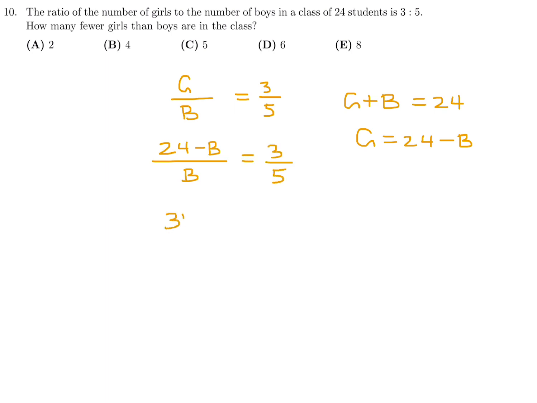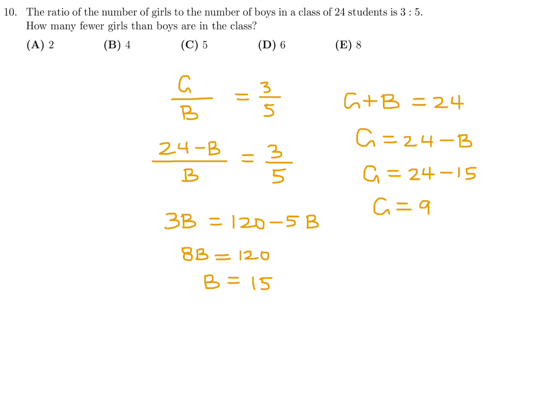Cross multiply, you get 3B is equal to 120 minus 5B. And therefore we have 8B is equal to 120. B is equal to 15. Substitute it back into here, and G is equal to 24 minus 15, which is equal to 9. So there's 15 boys and 9 girls, so there's 6 fewer girls. If you were to read that final sentence, how many fewer girls than boys? 6 fewer, if you compare the number of boys to the number of girls. So number 10, the answer is D.